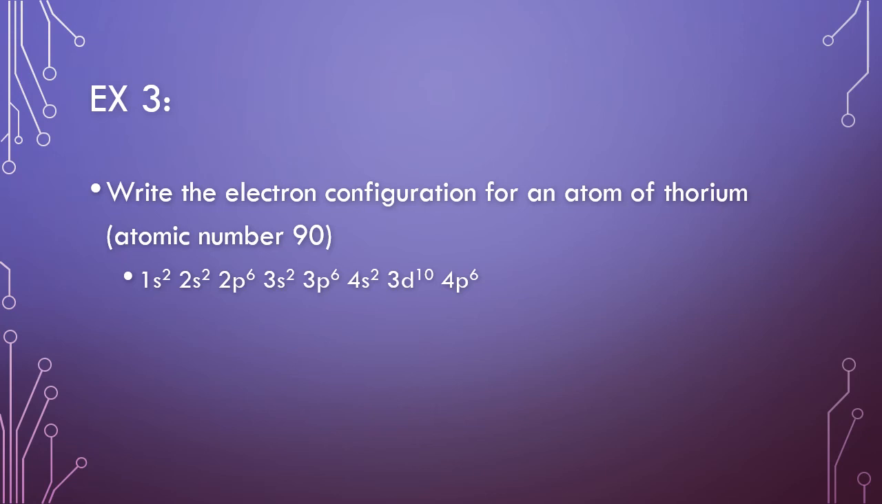After 2p comes 3s, so we'll put 3s2. Then comes 3p, 3p6. Then comes 4s for 4s2. After 4s is 3d. We will fill it with 3d10. And after that is 4p, 4p6. We are now at 36. There are still many more electrons that need a home. Let us continue with the next set. 5s2, 4d10, 5p6, 6s2. We are now at 56.